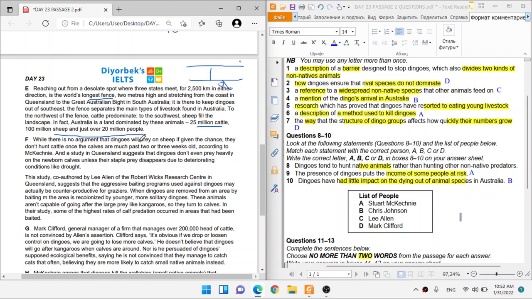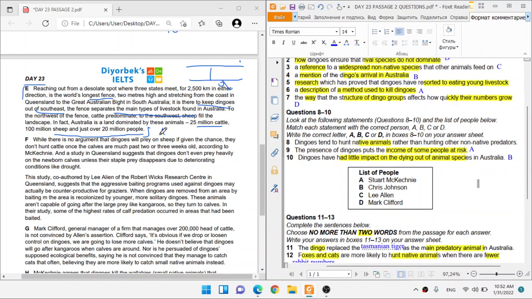So, a description of a barrier designed to stop dingoes, which also divides two kinds of livestock. So it's actually there to keep the dingoes out of the southeast, right? That's designed to stop dingoes, but it's also separating the other two types of livestock. You cannot single out one sentence and say that. It's actually like a heading for question number one. It's going to be E.